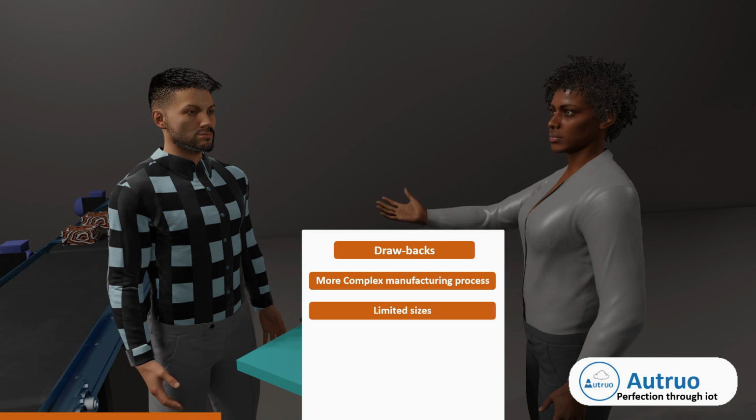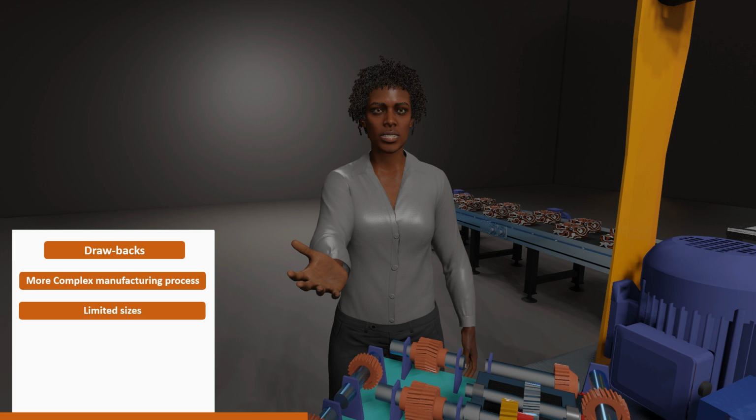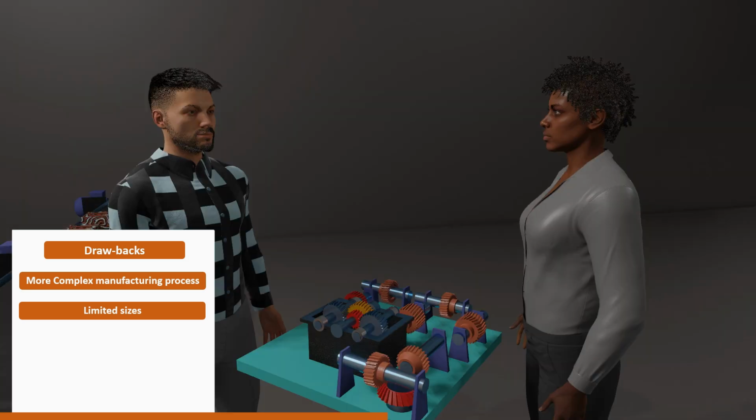This is because of the complex manufacturing process. Helical gears are typically only available in a limited range of sizes. This can make it difficult to find the right size gear for a specific application.